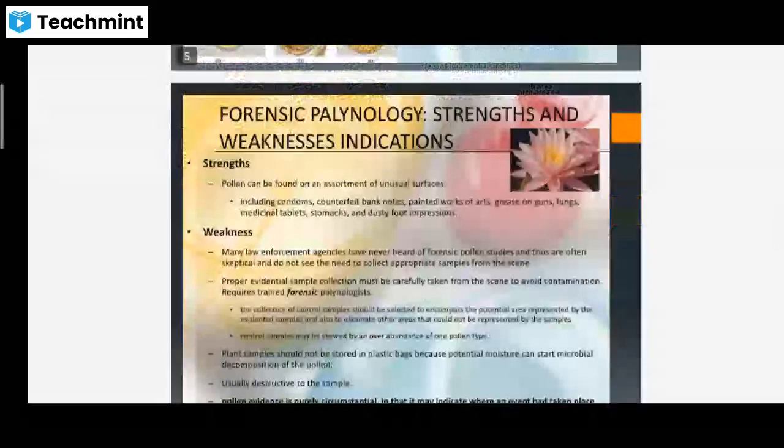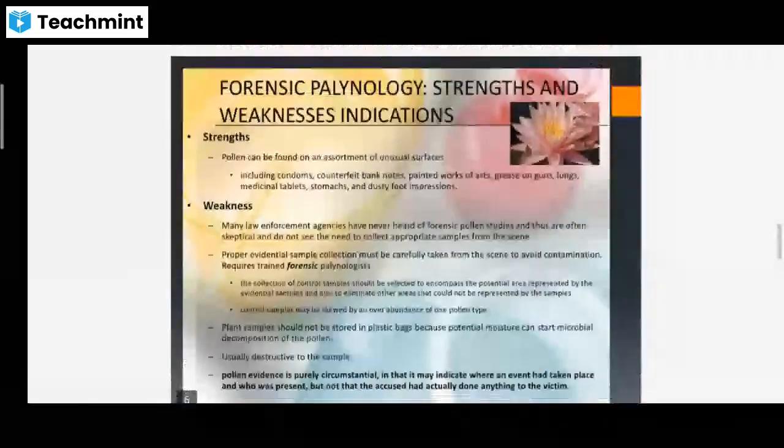Forensic palynology: strengths and weaknesses. First, strengths. Pollen can be found on an assortment of unusual surfaces, including condoms, counterfeit banknotes, painted works of art, grease on guns, lungs, medicinal tablets, stomachs, and dusty footprint impressions.